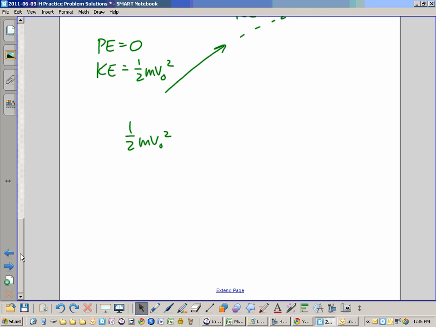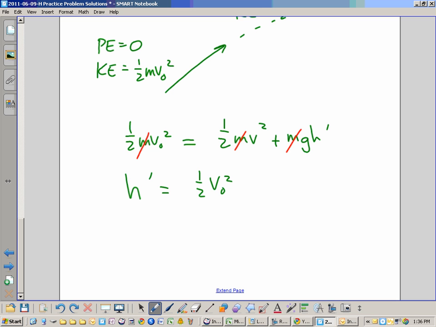So 1/2 mv0 squared is equal to 1/2 mv at the top squared plus mg h prime. And now again, we're solving for h prime, right? So h prime, yeah, let's do that. Thank you, Catherine. Let's throw our red pen around first. All right, m. All right, so we got h prime is equal to 1/2 v0 squared minus 1/2 v squared, all divided by g, right? All right, we'll simplify that in a second.